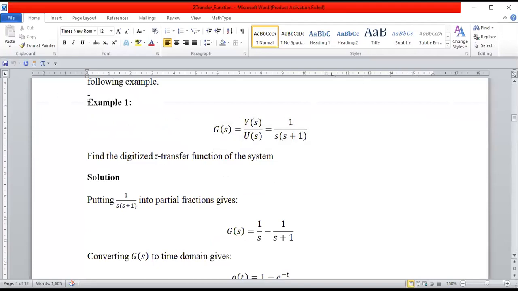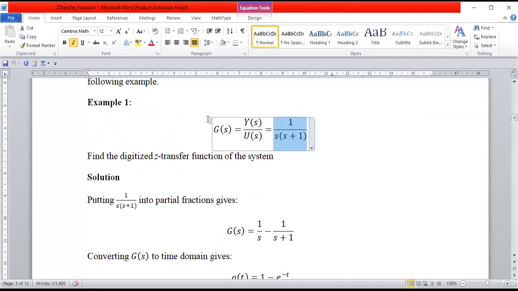There are 3 examples that I'm going to be doing for this lecture. The examples are very, very important. Okay, so let's start with the first example. The question is, you are given the transfer function in the Laplace domain, and you are asked to digitize it. That's to convert it into the Z transfer function.